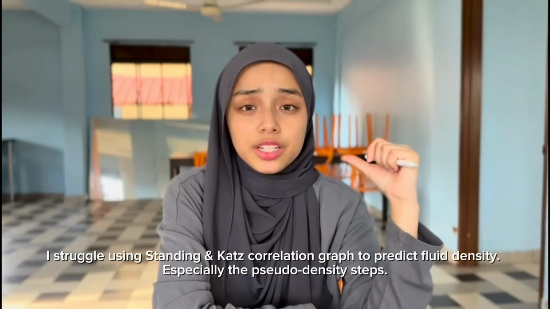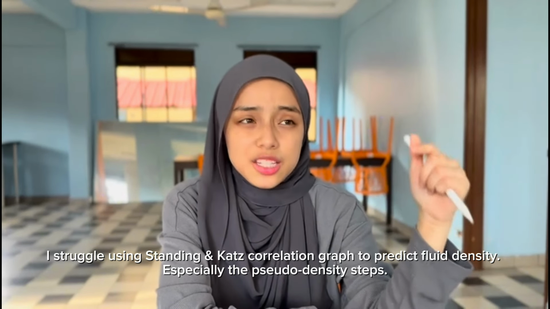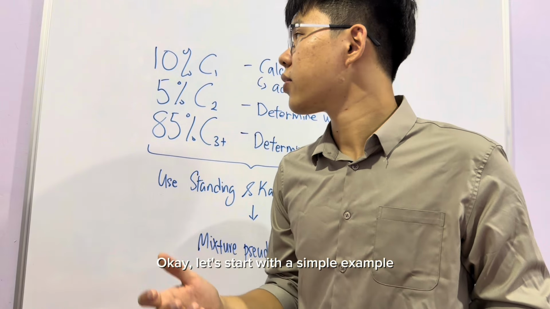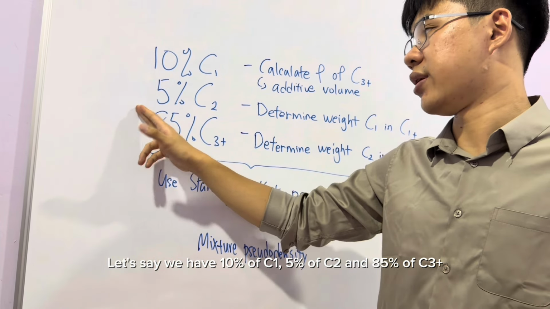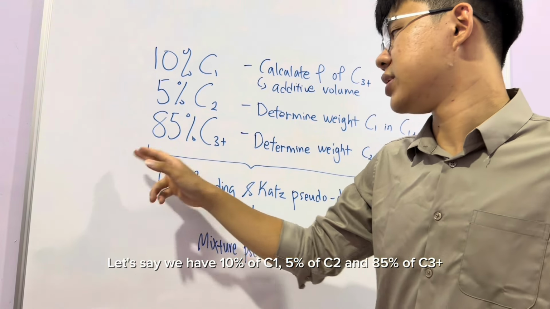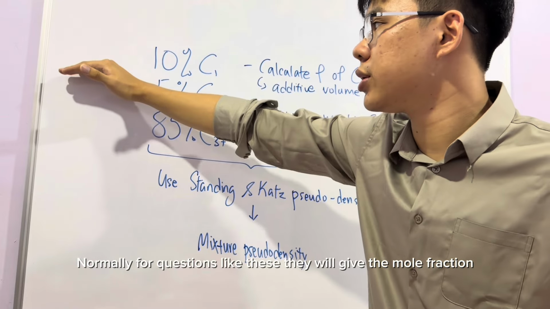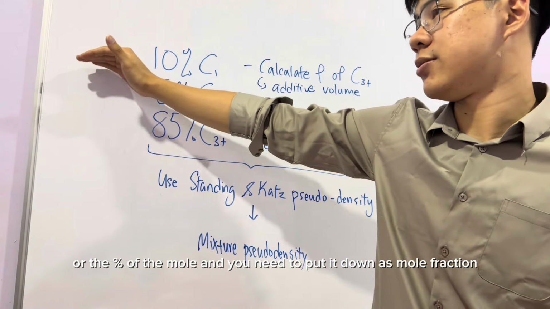Yeah. I struggle using the Standing-Katz correlation graph to predict the fluid density, especially the pseudo-density steps. Okay, let's start with a simple example. Let's say we have 10% of C1, 5% of C2, and 85% of C3 plus. Normally for questions like this, they will give the mole fraction or the percentage of the mole, and you need to put it down as mole fraction.